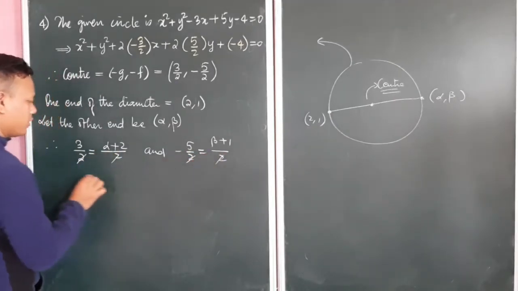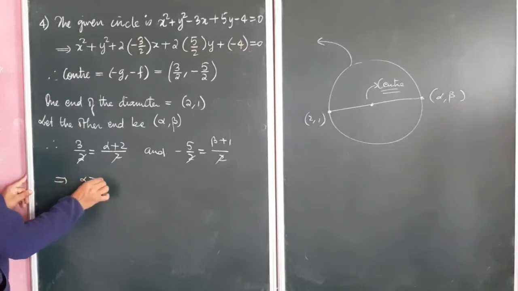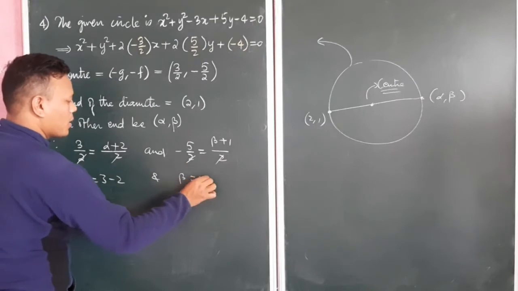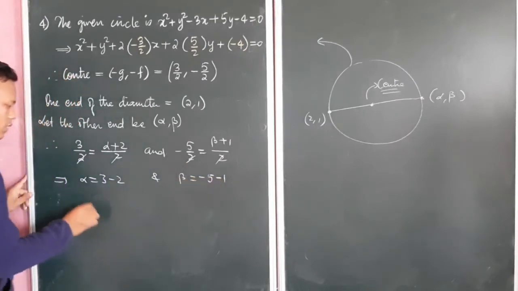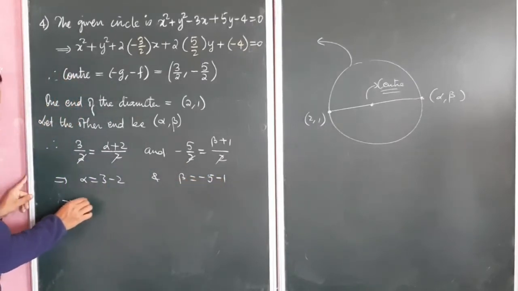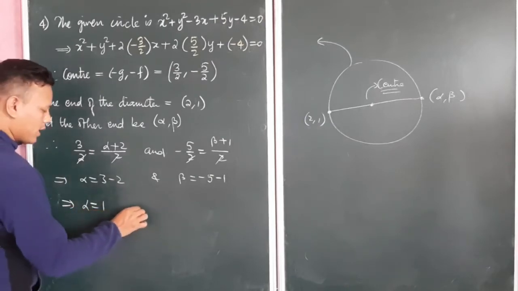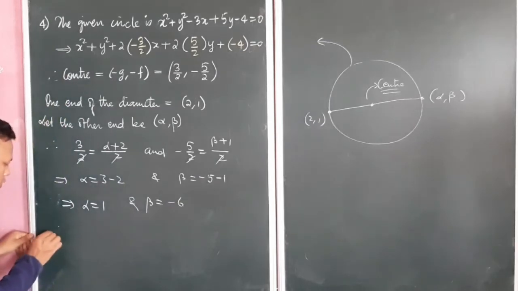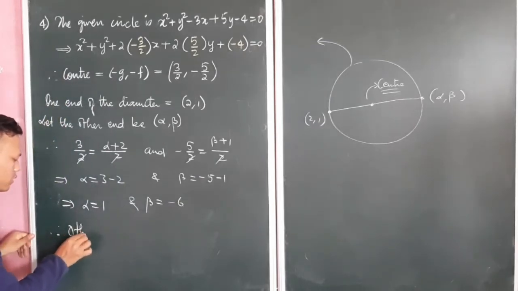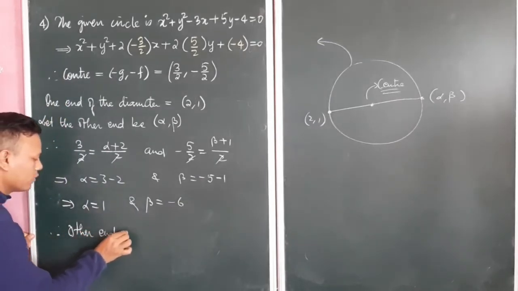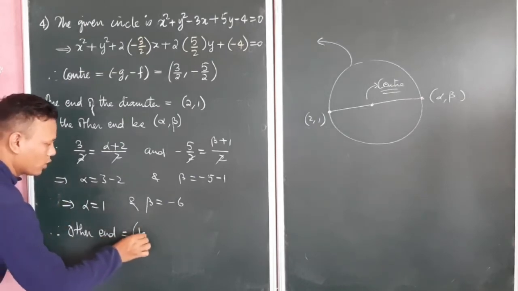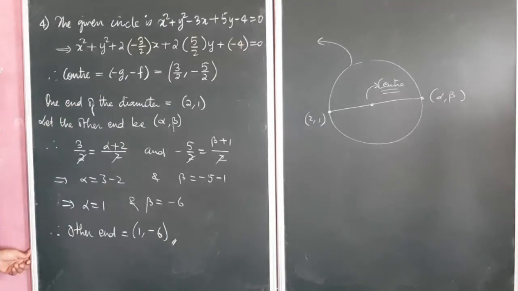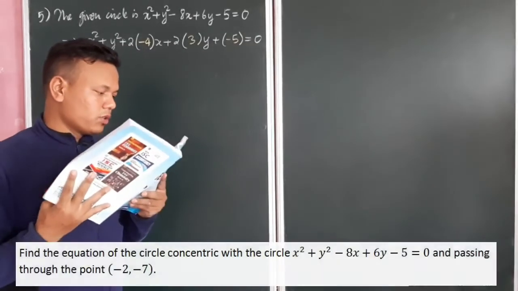So this 2 gets cancelled. From here alpha turns out to be 3 minus 2, and from here beta turns out to be minus 5 minus 1. So alpha turns out to be 1 and beta turns out to be minus 6. So the other end will be alpha comma beta, that is 1 comma minus 6. Pause the video to note down. Now let me read question number 5 for you.